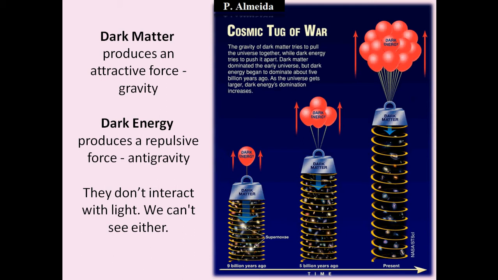In the beginning, dark matter dominated the early universe, but dark energy began to dominate it about 5 billion years ago, okay? And as the universe gets larger, the dark energy domination is going to increase because dark matter, if it's working as gravity, needs the bodies to be massive and also close together. And as you know, the force of gravity is like 1 over r squared. So as you increase the distance, the force of gravity becomes weaker. So that is why dark matter is at the moment losing this fight, or this cosmic tug of war.